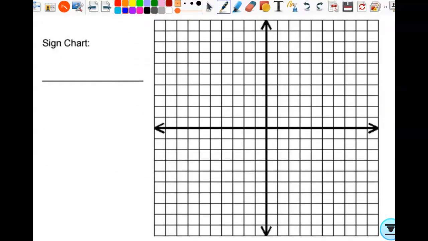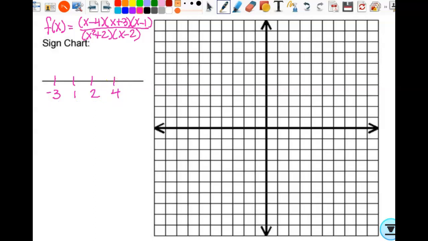Okay. So then, let's see, let me find number 8 here. We have f of x equals x minus 4 times x plus 3 times x minus 1 over x squared plus 2 times x minus 2. All right, so I have 3 zeros and an asymptote I have to put on here. So start at -3, and then 1, 2, and 4. So the 2 is the open circle for the asymptote. The other ones are closed.